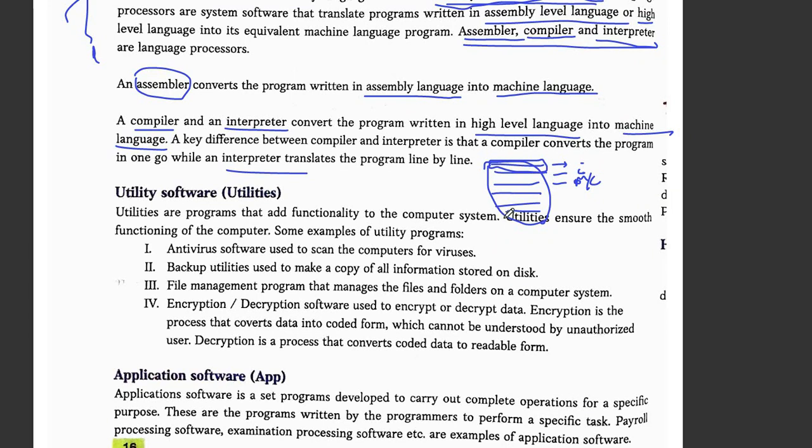Next is utility software. So what is utility software? Utility software are programs that add functionality to the computer system. Anyway, without a video player or a media player, or without Microsoft Word software, your computer will be working, right? But without a game, your computer will be working, right?